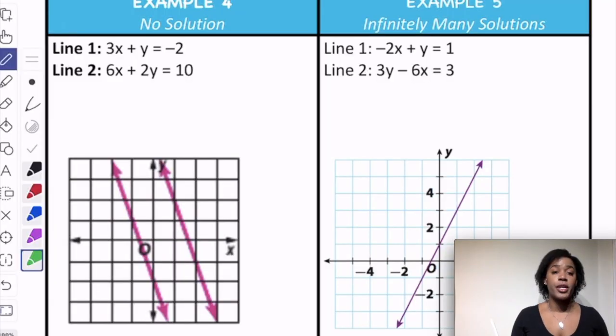Now, the first 3 examples that we looked at all graphed as having one solution, 2 lines intersecting on a coordinate plane. But now we're going to look at what happens if you are dealing with a system that's going to have no solution and what that looks like algebraically, as well as if we look at a system that has infinitely many solutions algebraically.